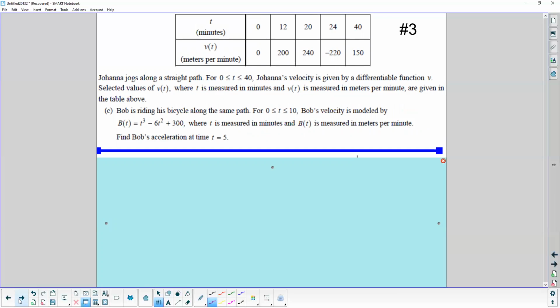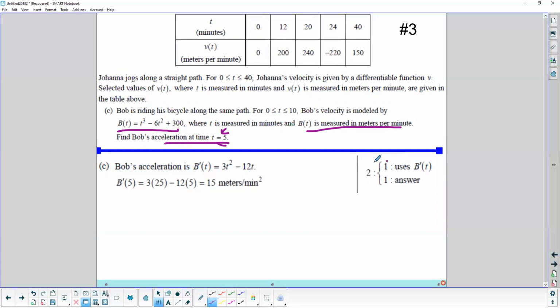For part C, we've got Bob now. Bob's a little different. He's riding a bicycle along the same path, and Bob's velocity isn't a table, it's a function. T is measured in minutes, and v of t is in meters per minute. So it's basically the same kind of problem. If you're asked for acceleration at a time, that is definitely a derivative of v. So the derivative of velocity gives you instantaneous acceleration. If you knew to calculate v prime, anywhere on your paper you have v prime, it just says uses, that means you understood what to do, you get that first point.